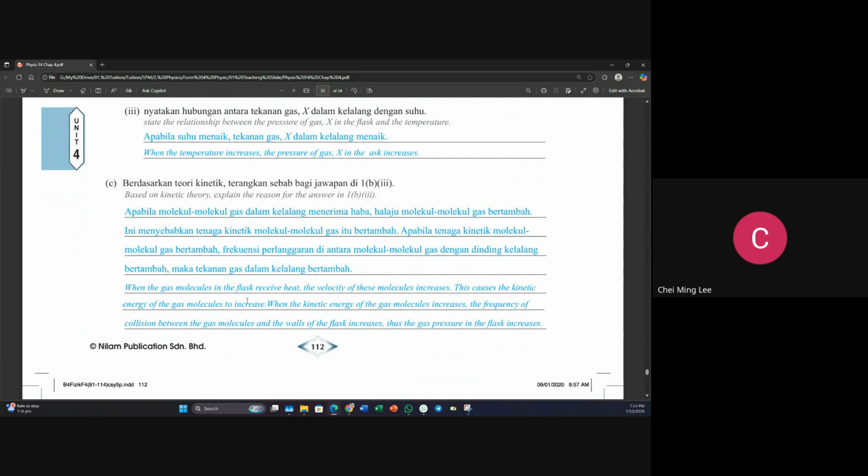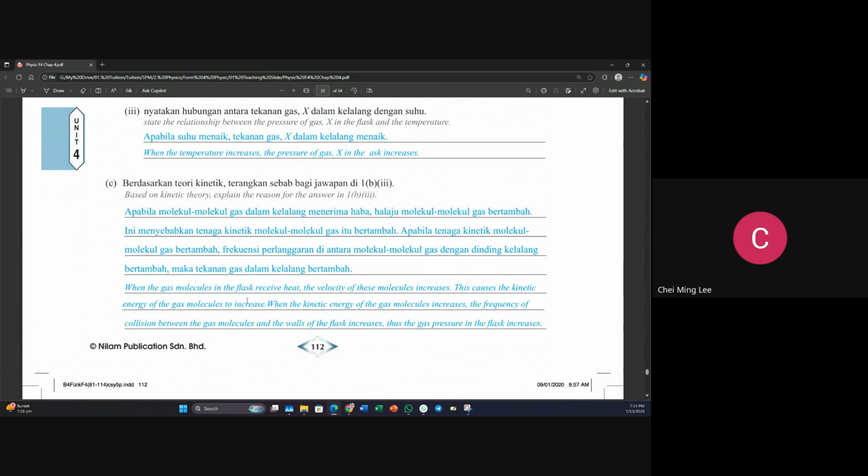So when the gas molecules in the flask receive heat, velocity increases. So when the velocity increases, the kinetic energy of the gas molecules increases. So when the kinetic energy of the gas molecules increases, the frequency of collision between the molecules and the wall increases. So gas pressure increases.